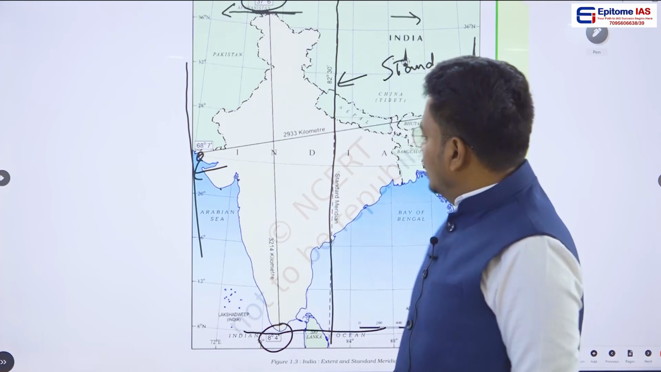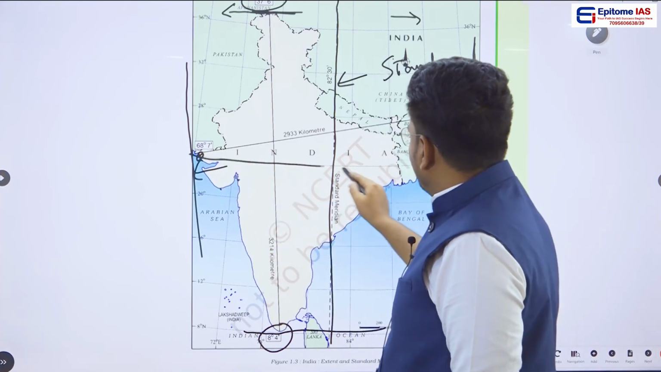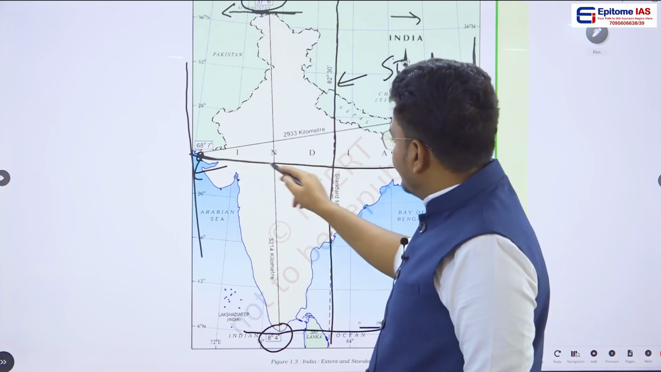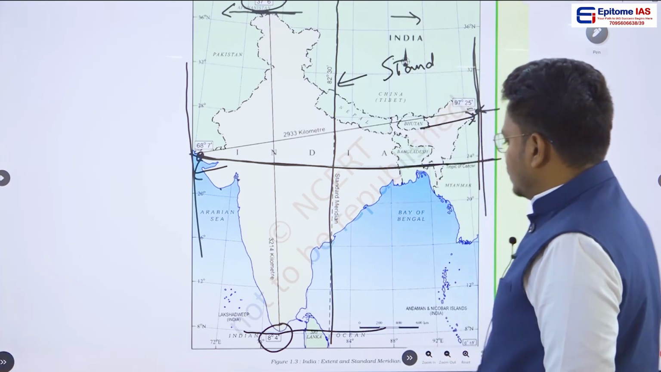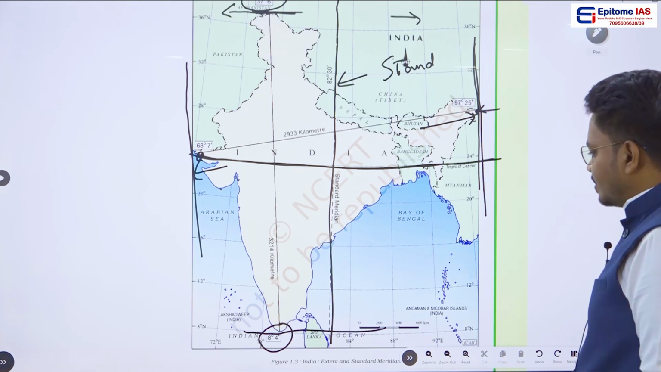We also understood that the Tropic of Cancer is passing through India. This is the Tropic of Cancer, one of the important latitudes. So these are the things we should understand by referring to this map.